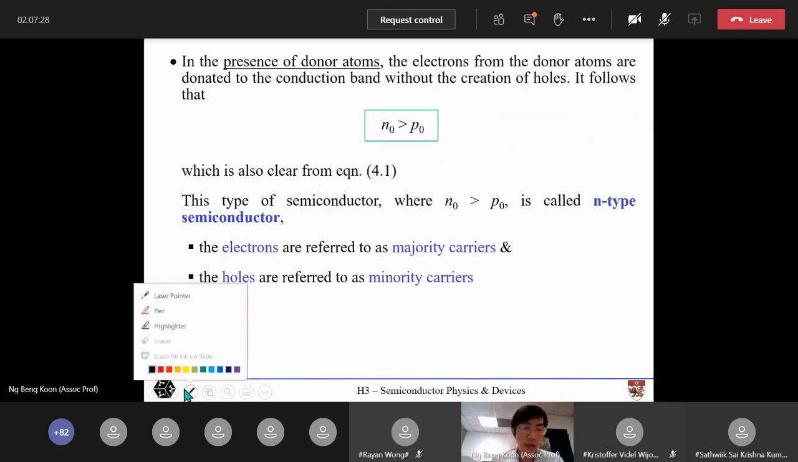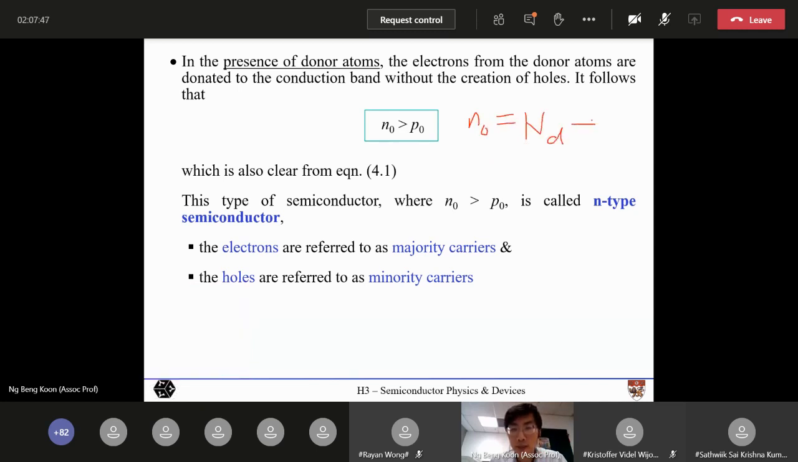So looking at the charge neutrality equation, N0 equals Nd plus P0. Because of this extra Nd quantity there, you can obviously see that N0 is always greater than P0. So in other words, there are more electrons than holes in such a semiconductor material.